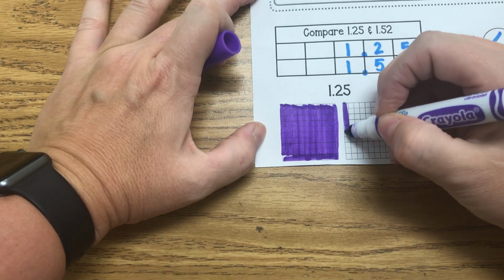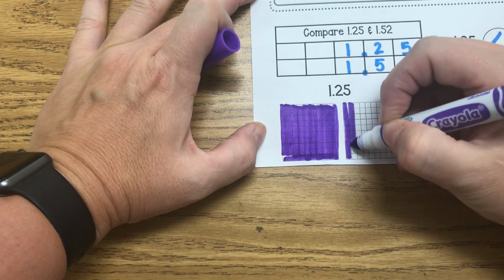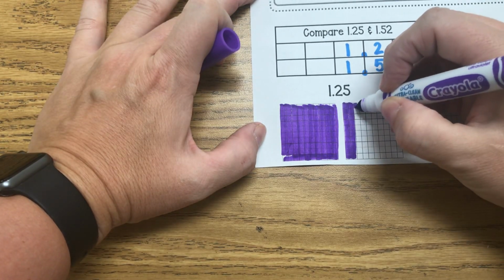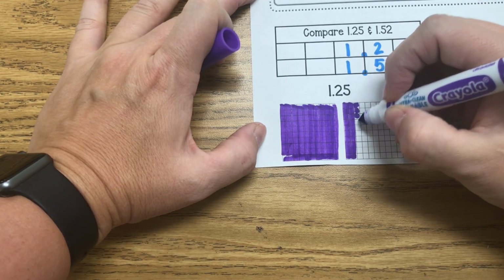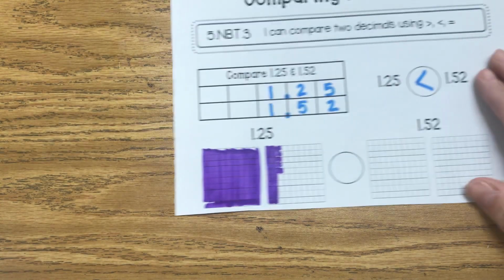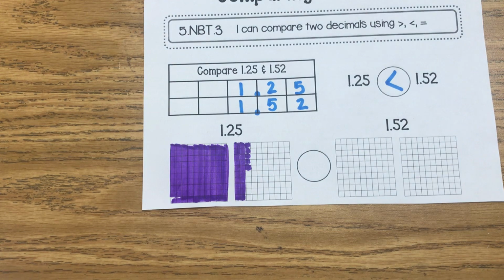And then I have 2 tenths. Remember, the tenths are the whole row. And then I have 5 hundredths. It's 1, 2, 3, 4, 5. And then I'm going to shade 1 and 52 hundredths on this side.